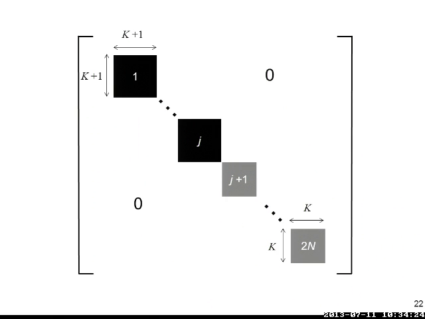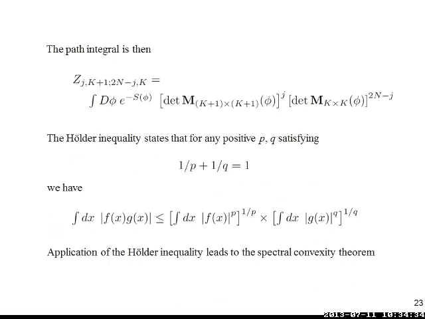And then you have 2n minus j copies of a k by k matrix. So this determinant is just the product of the determinants of the blocks. And so you can write down the amplitude for this system. Don't worry about this notation, it's just labeling the thing. So you have j copies of the k plus 1 by k plus 1 matrix determinant, and then you have 2n minus j copies of the determinant for the k by k matrix.